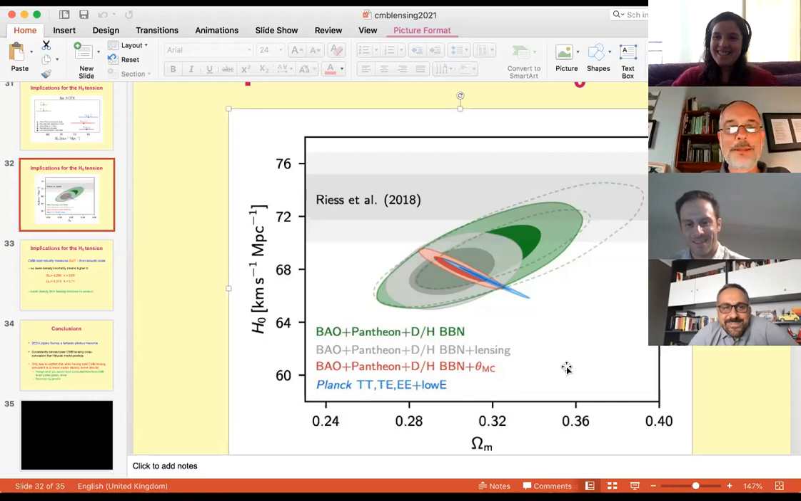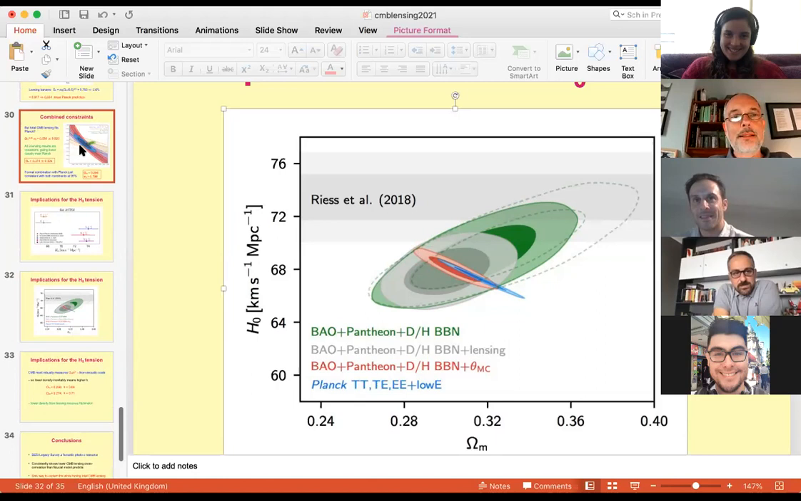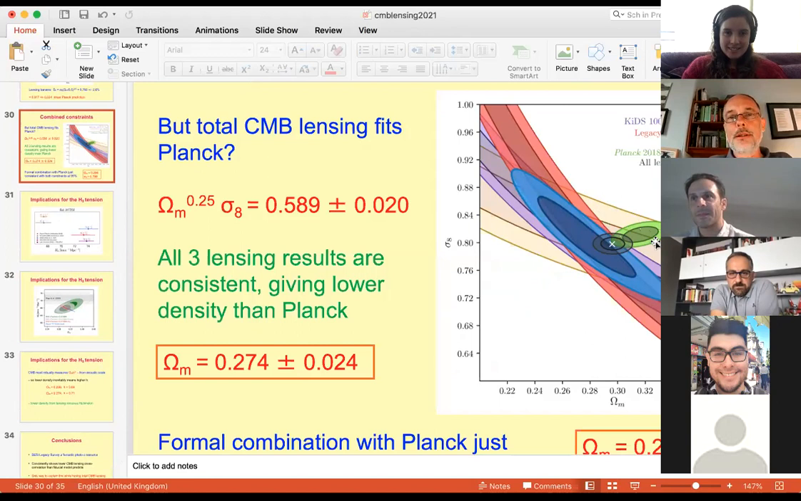But nevertheless, I think trying to find compromise is a smart move. Planck has been worked over so hard. They've done such a beautiful job, with so many thorough cross-checks.